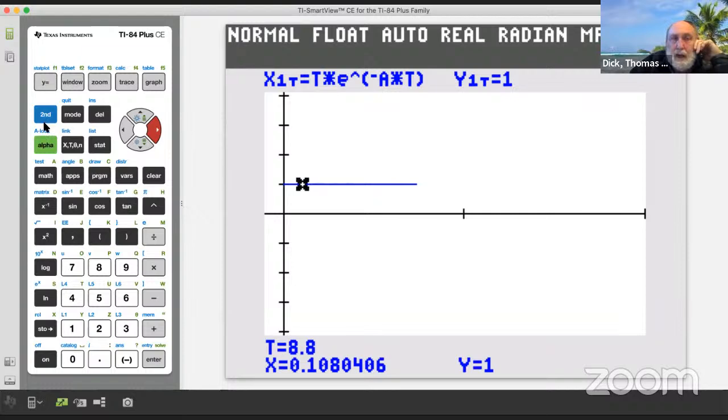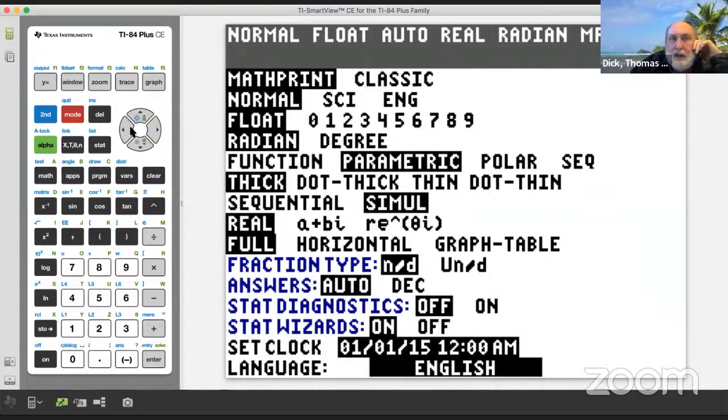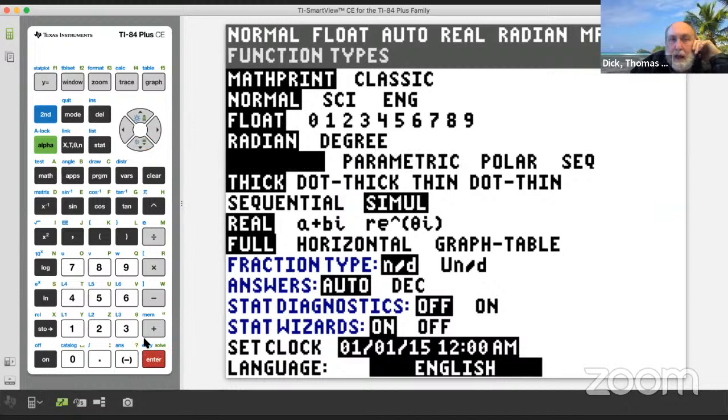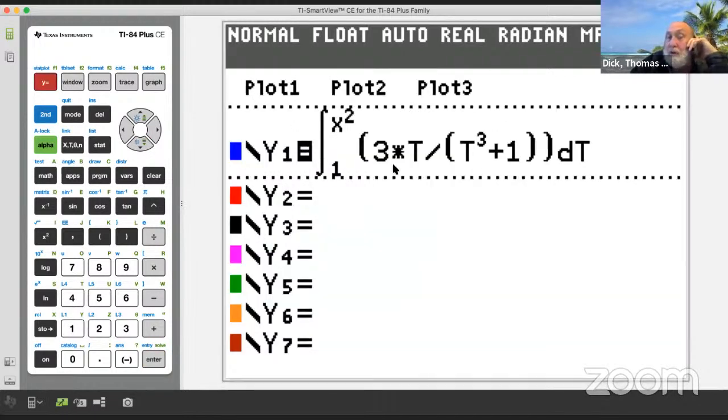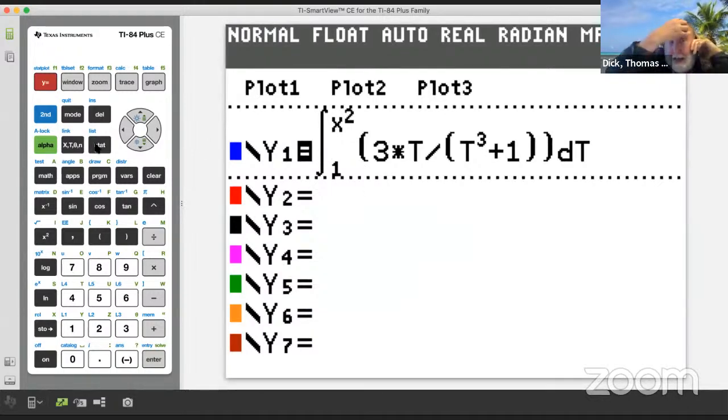Okay. Just quickly, I think I know what Curtis was wanting to take a look at. Let me go back to mode and change this back to function. And let's enter that. I'll go back to the y equals. There's our integral expression. I think I saw in the chat the comment about how slowly this thing graphed. Mark Crowley suggested a way you could speed that up, and I did want to share that.